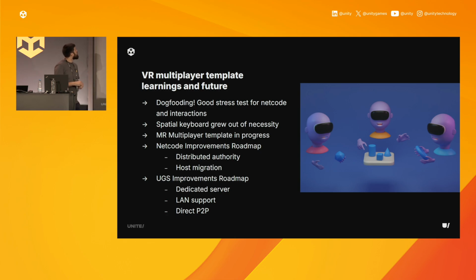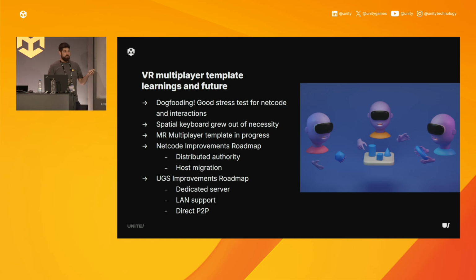And finally, I want to talk about some of the things that we learned from this and where we're going in the future. One of my personal favorite things about these templates and samples is that we get to dog food our own packages and features internally. Plenty of time and effort is spent on creating the OpenXR plugin and the XR interaction toolkit and the multiplayer services, and sometimes it's overlooked: okay, we've created this feature, but is it useful? Have you been able to actually build something around it?